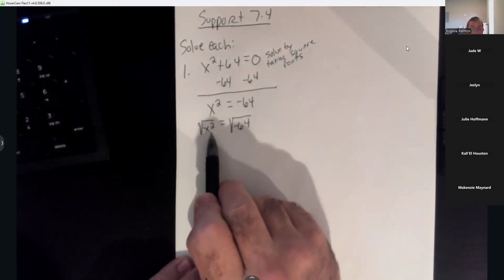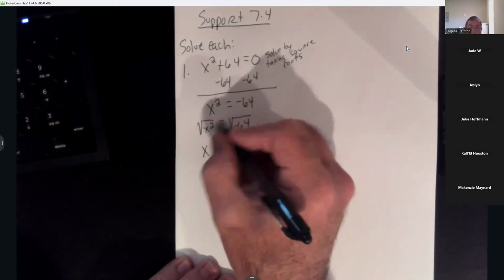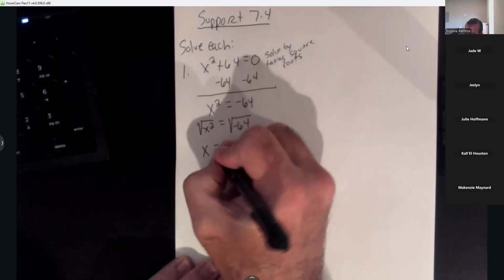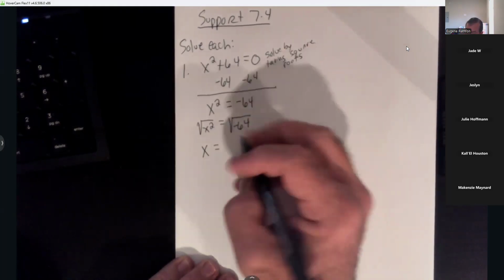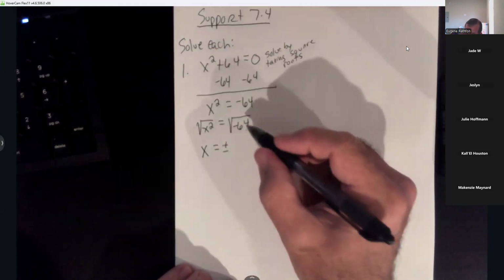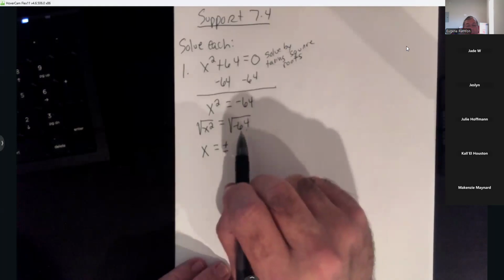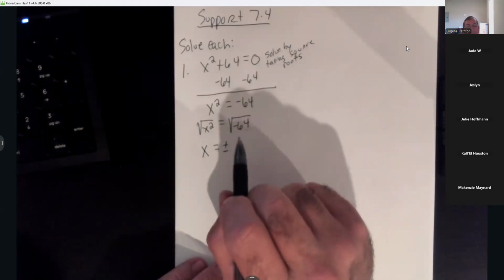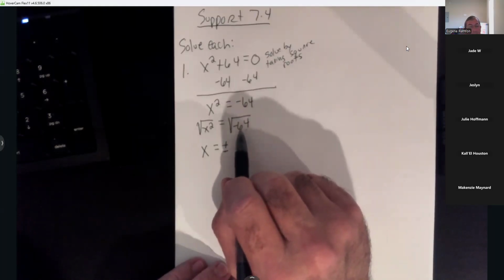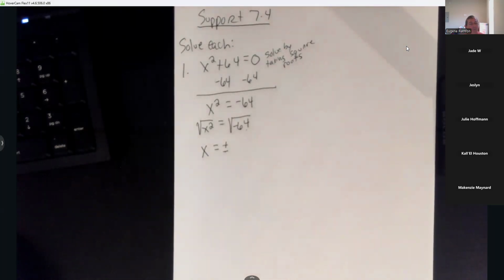So y'all, the square root of x squared gives you an x. So this radical sort of cancels out that exponent. Now, these square roots, remember, are going to be plus or minus. Anytime you take a square root of a number, you're going to put a plus or minus in for it. So let me ask y'all this. What is the square root of a negative 64? What would y'all put for that square root?